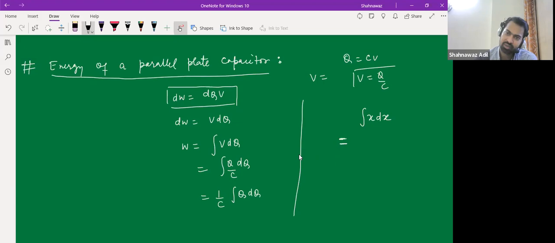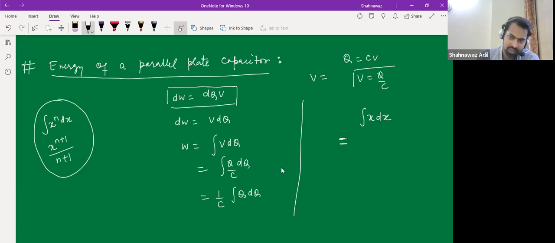Yes. We know already that integration of x^n dx is x^(n+1) divided by n+1. This we know for the algebraic function, the integral. So what would be this? What is the power here? Yes. Aisha. Oh, so now you remember the formula. What is the power here? Saad, what is the power here? For X, what is the power? 1. So this would be simply 1.